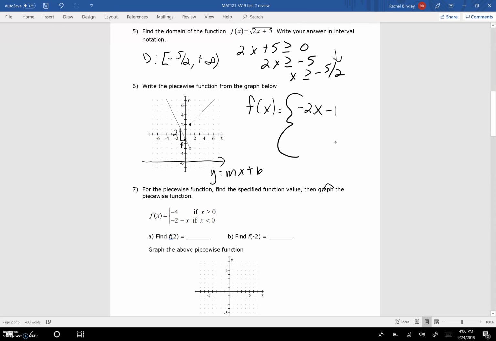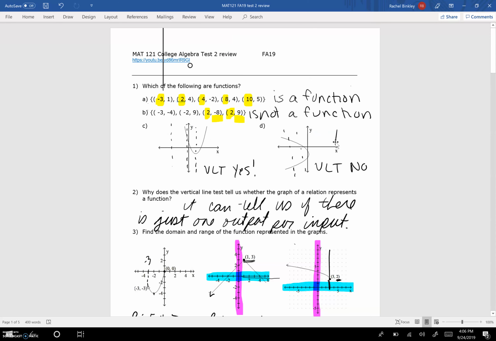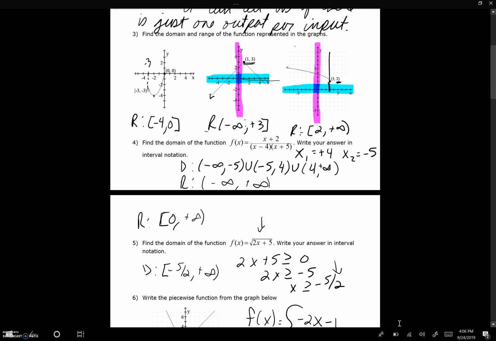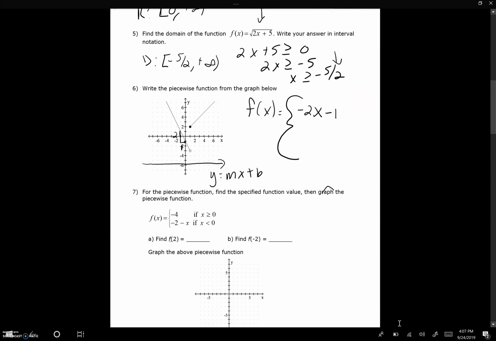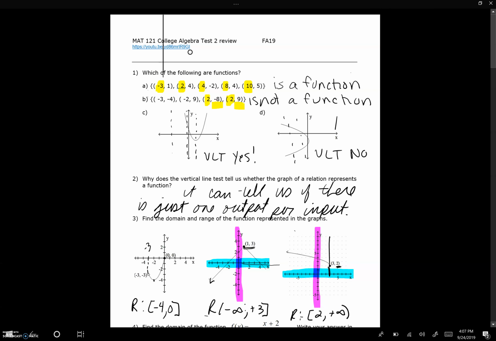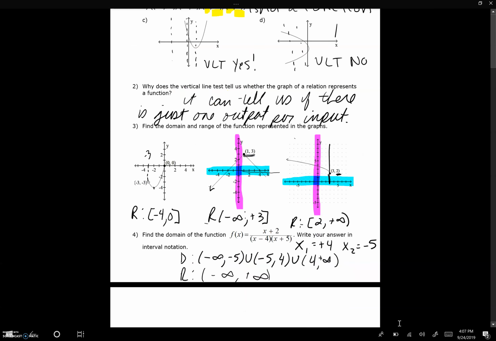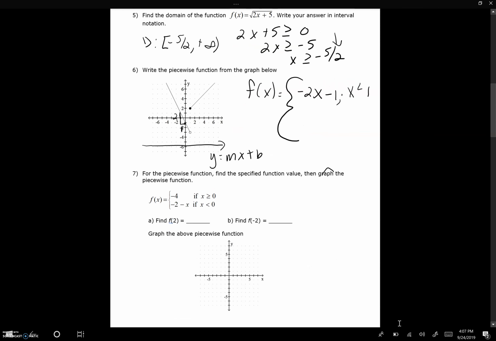-1. Okay, and then we have to put for what domain. We have to put for what domain that is. Let's see if this works again. So that is where x is less than or equal to, whoops, not equal to because it has an open circle, where x is less than 1, right? Because it goes to the 1 and it's an open circle, okay?